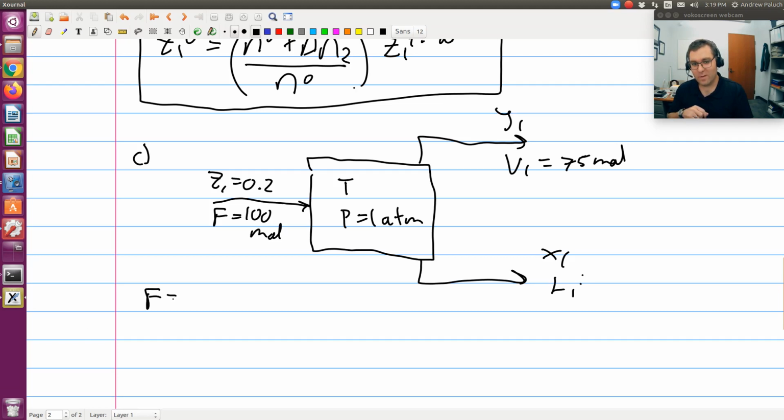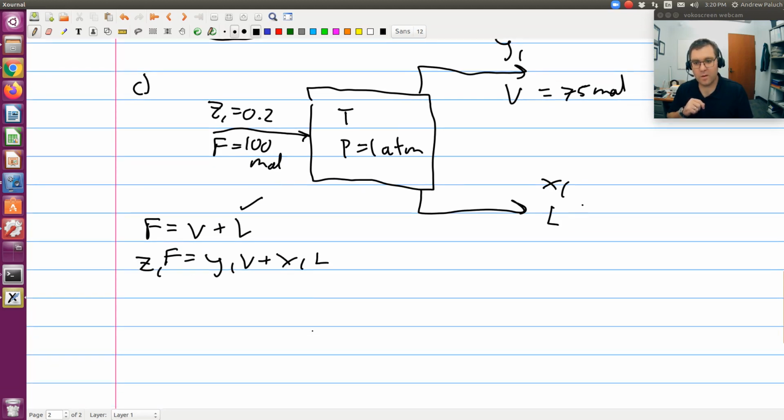So F is equal to V plus L. So I don't need to write that as V1. F is going to be equal to V plus L. Okay, so I can solve for L. And then I'll have a constraint equation. So Z1F is going to be equal to Y1V plus X1L.